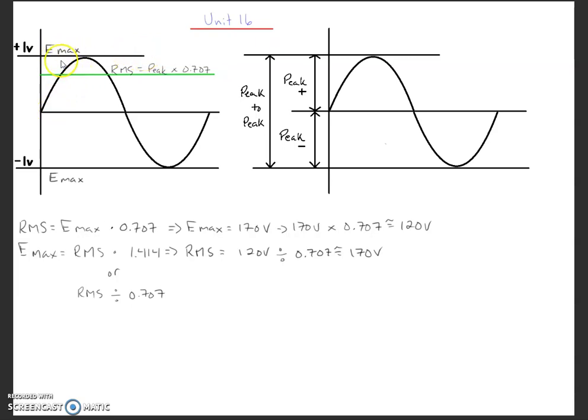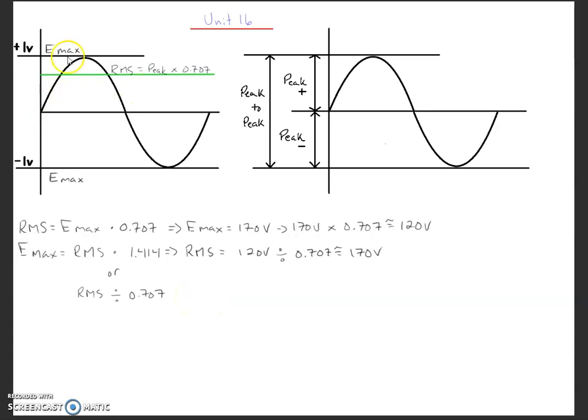So here we have a sine wave. And we'll just say this is positive and negative. Now again, positive and negative isn't really plus and minus. It's just a matter of direction of flow. So in the positive, we'll just say that they're flowing this way and negative is flowing this way.